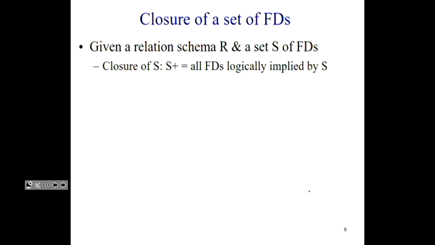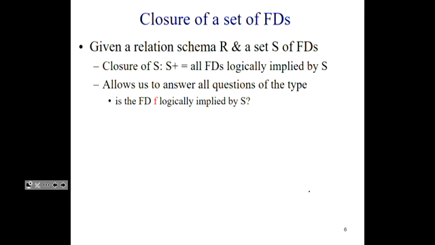Okay, so generalizing this notion of a closure, we talked about the notion of a closure of a set of attributes. What about a closure of a set of functional dependencies? A closure of a set of functional dependencies basically contains all functional dependencies that are logically implied by a given set of functional dependencies. Okay? So why would we care about doing a closure?